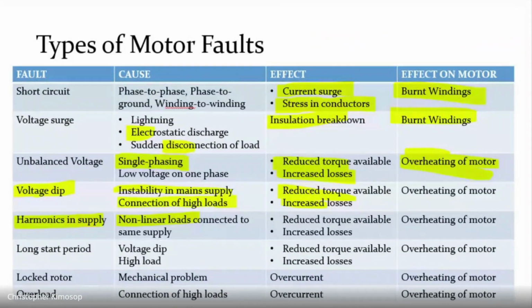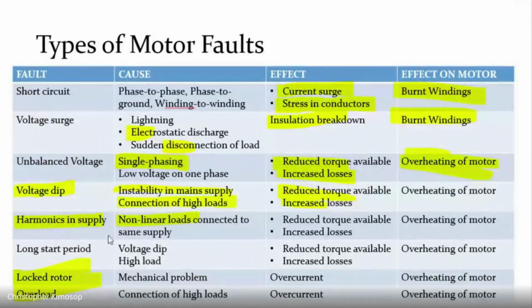Next, we have a long starting period. This simply means that you take a while in bringing the motor up to its correct speed. Related to this is also running the motor at a lower speed by electronic means or whatever other frequency changing means for a long time, which it is not rated for. This can be caused by a voltage dip or a high load, or even the method of starting. We will talk about starting a bit later on. This also causes overheating.